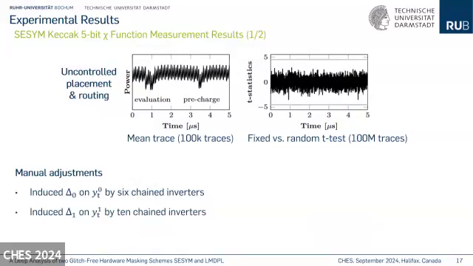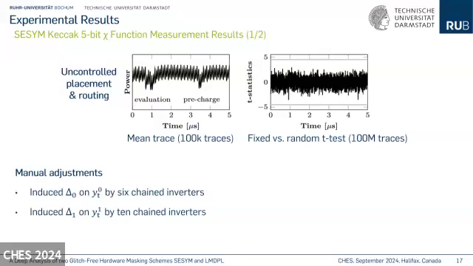We further continued with some practical measurements. This is a result of a Keccak 5-bit Chi function, again with the self-synchronized masking, and we give the synthesizer full control of placement and routing, but not for any optimizations. As you can see here, we actually don't see any observable leakage. This might be because this function is very small, and maybe the routing doesn't induce a lot of delay.